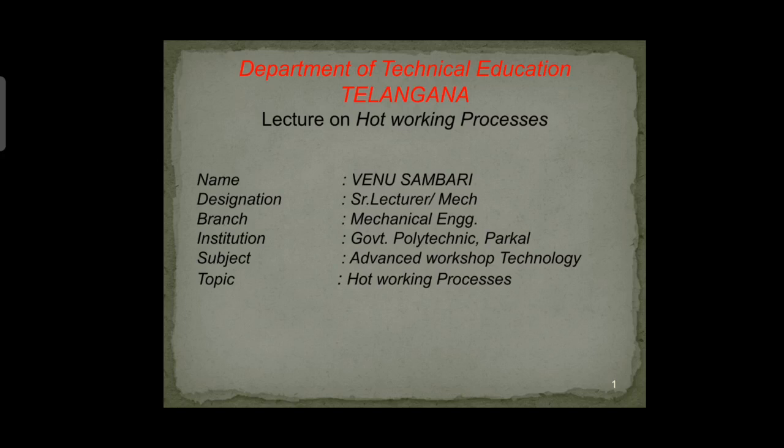All these hot working processes use compressive stresses. Why? Because metals are weak in tension at high temperature. So, working at high temperature, all these processes are taken into consideration for making different sections or different shapes based on our requirement. We are working for different applications.